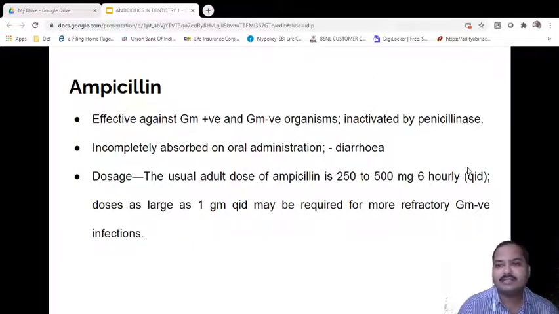Now, diarrhea is a common adverse drug reaction or side effect of ampicillin and various penicillins which are given orally. Ampicillin will also cause a skin rash, usually a maculopapular skin rash, as an adverse drug reaction.